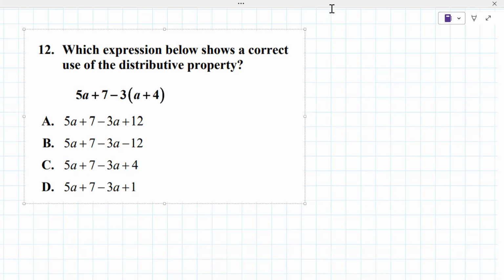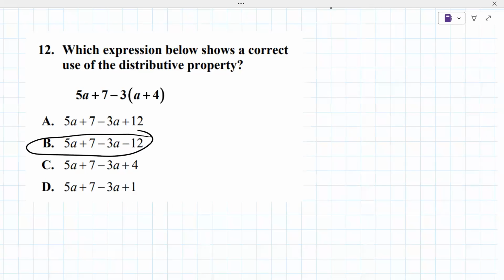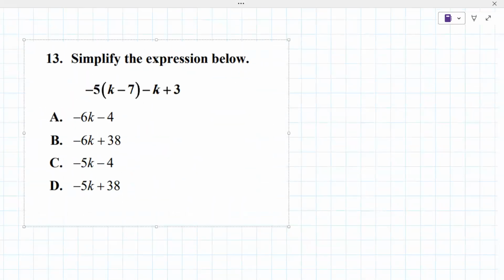B. Okay. That is correct. So we're working on combining like terms and distributing, what you just did correctly there. This one is kind of a continuation of that idea here.